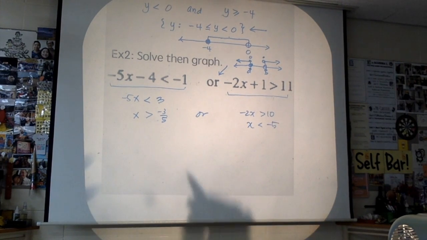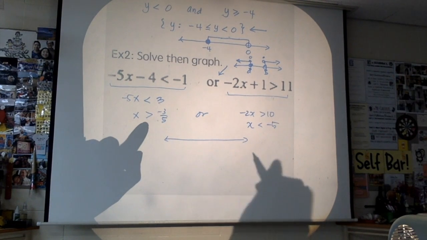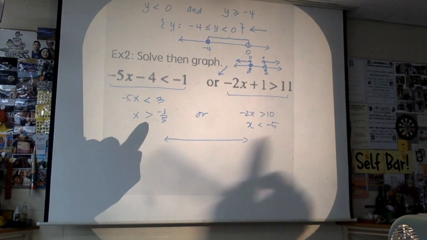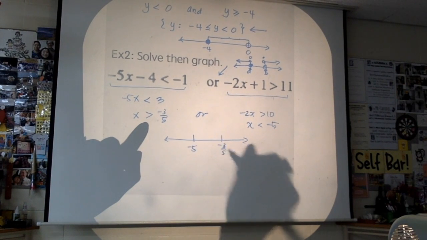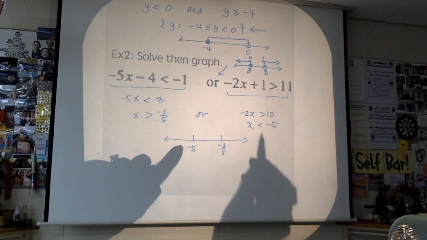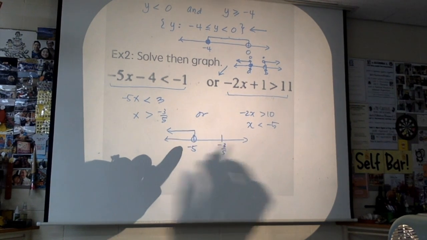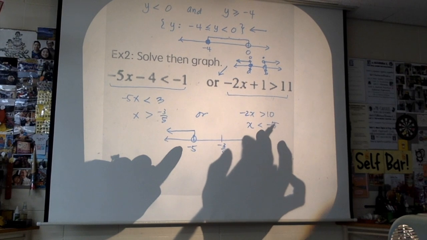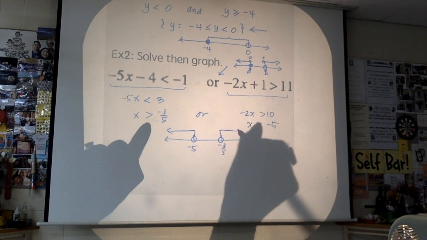It's an or graph. So let's actually just graph it really quick just to see what happens. Greater than negative 3/5. Which one's lower though? Negative 5 is lower, so I'm going to put that on the left side. Negative 3/5 is on this side. But it's less than negative 5, right? Less than, open circle, because it's less than, not less than or equal to. Greater than, so we know it's this way.